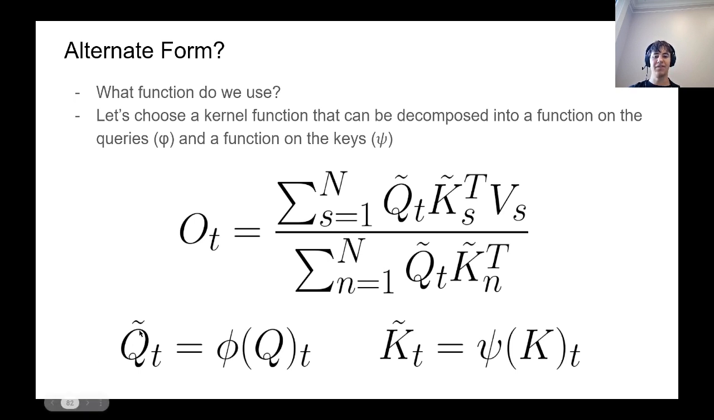I'm going to define these as tildes because it is much easier to write. Basically, we have f of qk transpose, and we're going to redefine this as a function. Instead of the exponential, we're going to redefine it as a function on q and a function on k. And this becomes q tilde and k tilde, where q tilde is the function on q, and k tilde is the function on k. So that's what you see here.